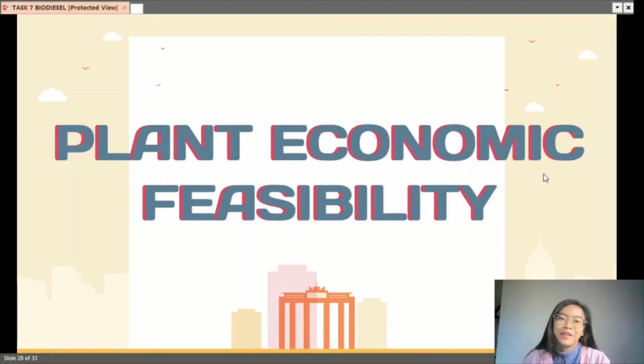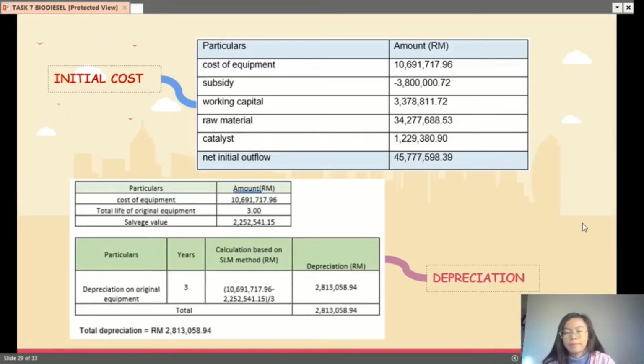Thank you. Hello, I'm Aina, and I'm going to continue explaining the last part of this task, which is the economic feasibility. Okay, so the first one is the initial cost or the net initial outflow.